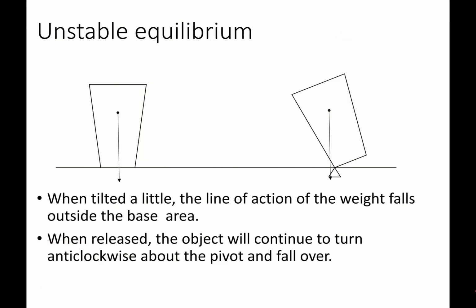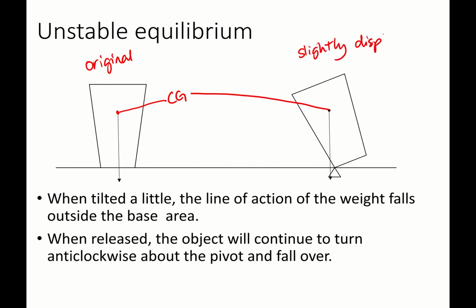But how about here? Again, this is a center of gravity. In short, I just call it CG. The left side is the original position, and the right side is slightly displaced. Now on the left side, you can identify this as the base area. And on the right side, this is also the base area. And this time round, the object is slightly displaced about a pivot.